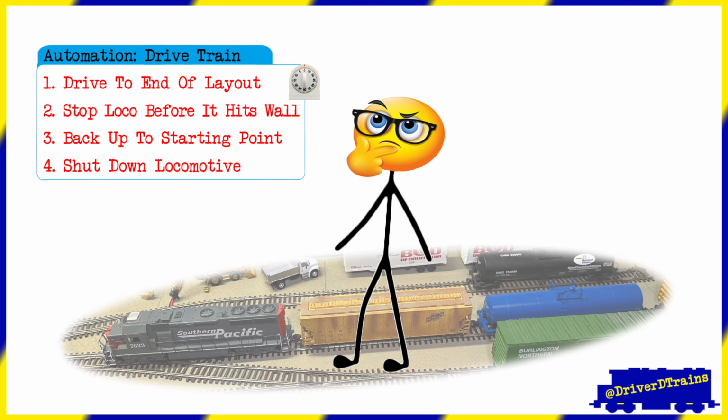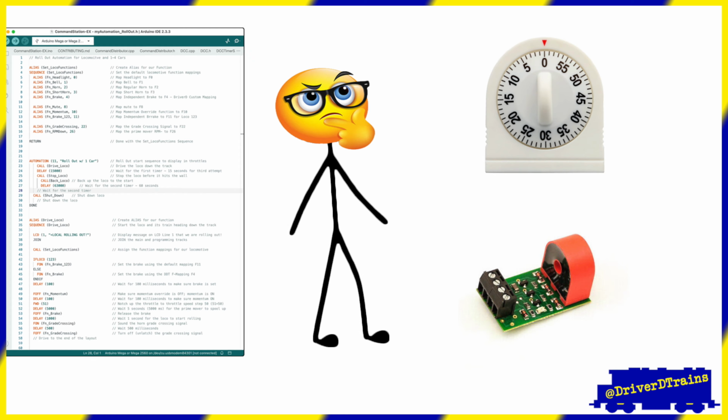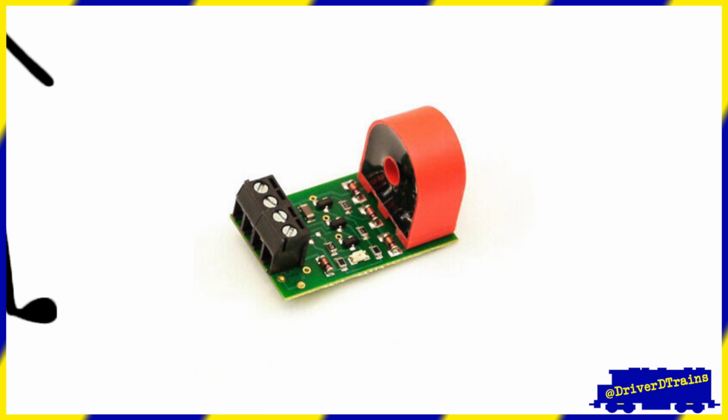So we will use one timer while the train is driving down the track so that we can tell it to stop before it hits the wall. Then we will use another timer when the locomotive is backing up to its starting point before it shuts down. In my next video, we will look at how to do these things using sensors.